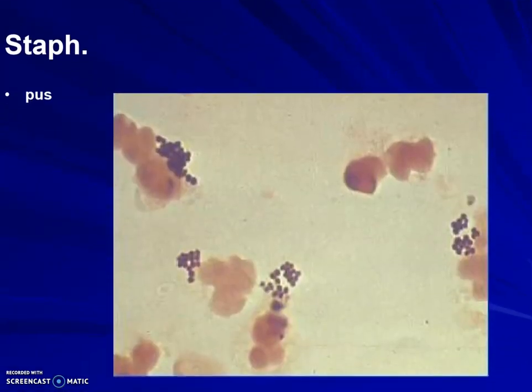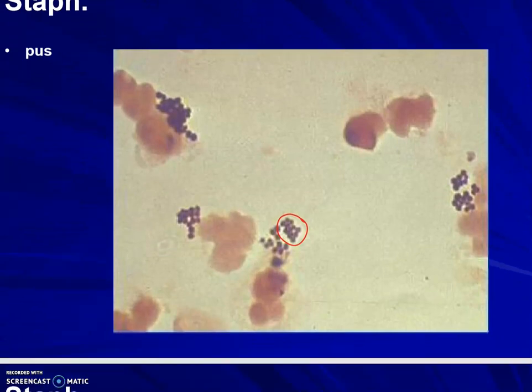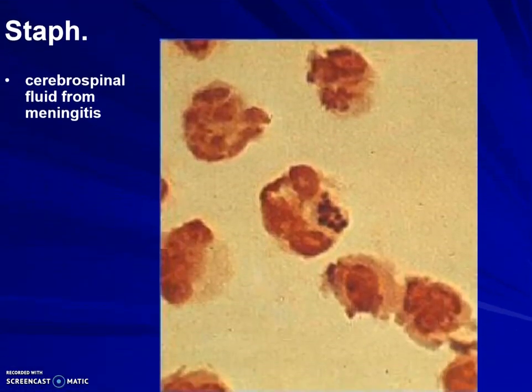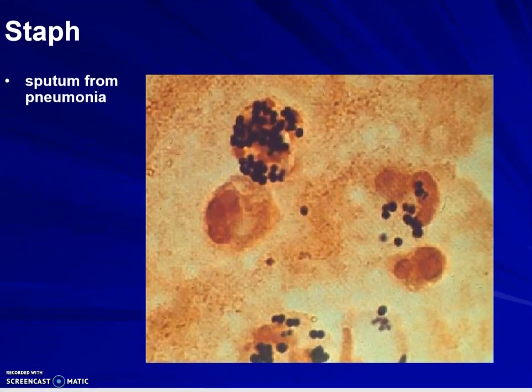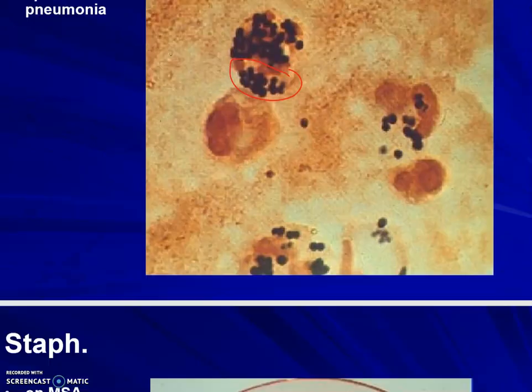Here will be pus that contains Staphylococcus. You can see here the gram-positive clusters of cocci on this gram stain. And then here you have staph in the cerebrospinal fluid from a person that has staph meningitis. So here again, these clusters of gram-positive cocci. And here would be somebody that has a staph pneumonia, and in the sputum from this person, again, you have these clusters of gram-positive cocci.